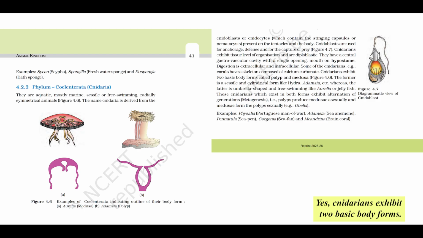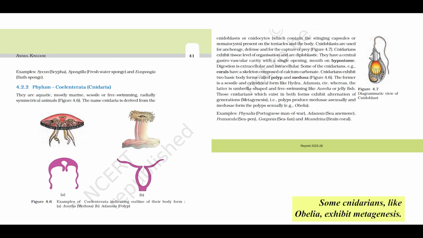Yes, cnidarians exhibit 2 basic body forms. There's the polyp, which is typically sessile, cylindrical, like Hydra or Adamsia, sea anemone. And there's the medusa, which is umbrella-shaped and free-swimming, like Aurelia, jellyfish. Polyp and Medusa, like 2 different lifestyles. Exactly. And here's where it gets really interesting and important for competitive exams.